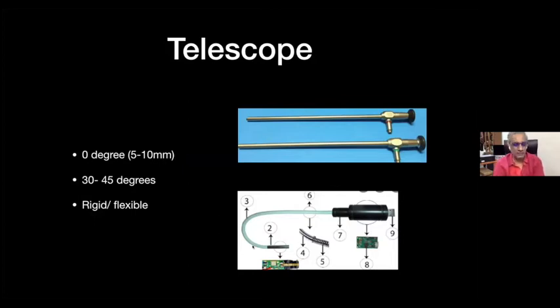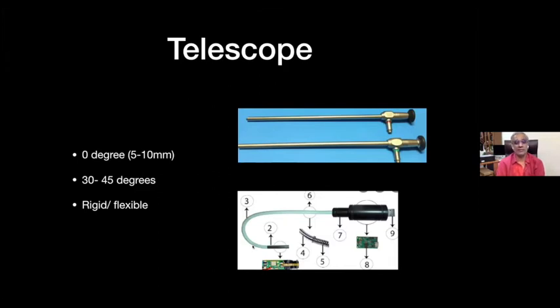Now, telescope. When you're starting out, most people will have only 0 degrees. As you advance in surgery, you must learn the skill of holding and using a 30 or 45 degree scope. If not a 45, at least a 30. Only then can you have a wider spectrum of view and do more advanced surgery and become more skilled. There are rigid telescopes and flexible telescopes. Rigid telescopes are the universally used ones.